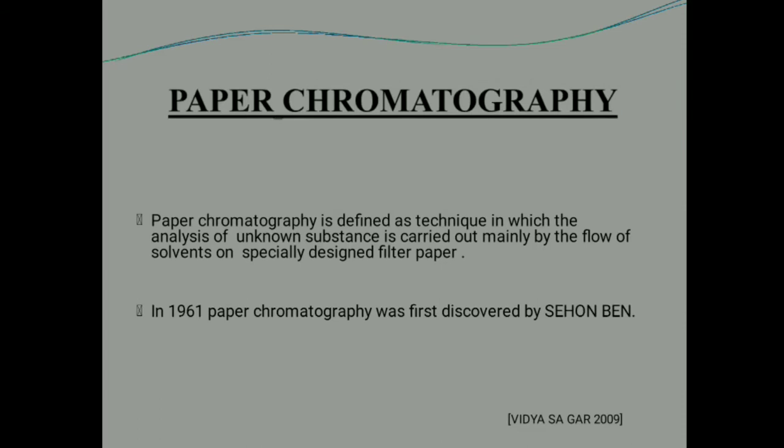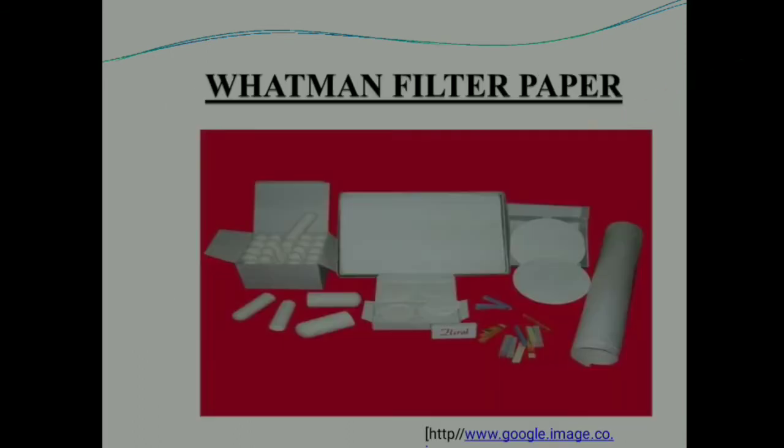Talking about paper chromatography, it is defined as a technique in which analysis of unknown substances is carried out mainly by the flow of solvents on specially designed filter paper. In 1960, so this is a Whatman filter paper. We use this Whatman filter paper as a stationary support.